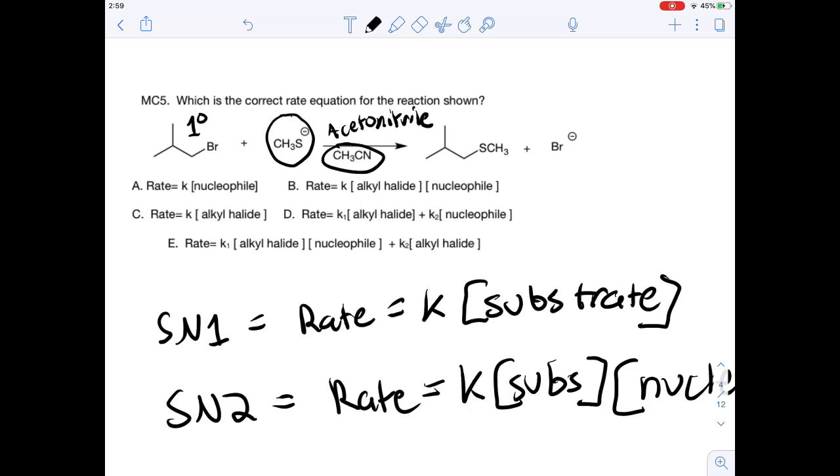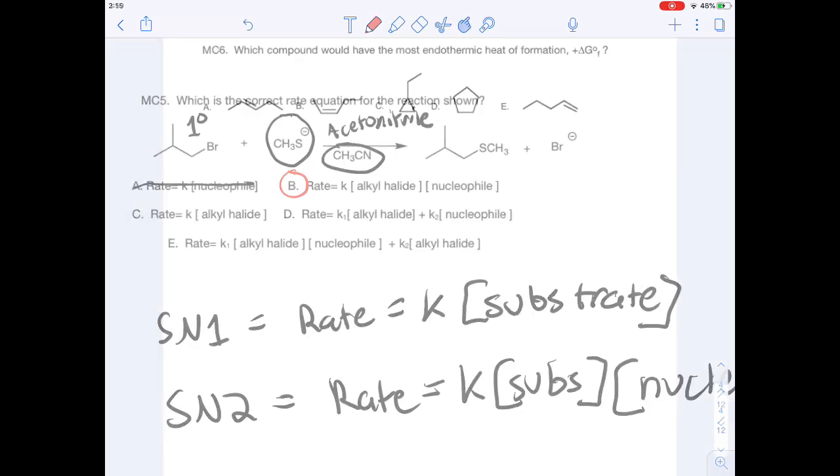So now that we know this reaction is SN2, because we have 3 different things supporting that, we can go and try to find the rate law for SN2 in the answer choices. A is incorrect. This isn't the rate law for any of them. B is the rate law for SN2 because it is rate equals K times substrate times nucleophile. Like I said, alkyl halide and substrate are the same thing. So the answer to multiple choice 5 is going to be B.